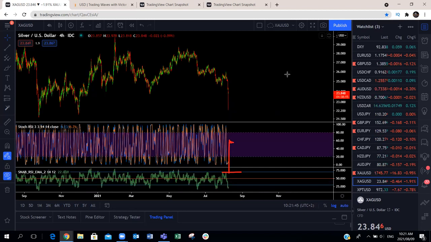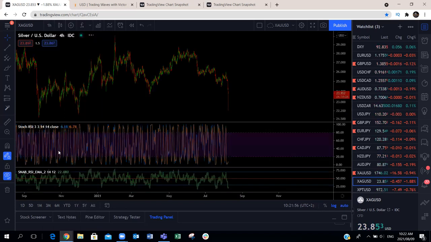So as far as the 4 hour is concerned, everything is right at the bottom. So bearish. So we've made a pullback here. Even the 1 hour will still be bearish, just like gold. Let's have a look.